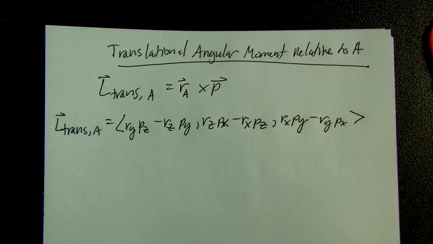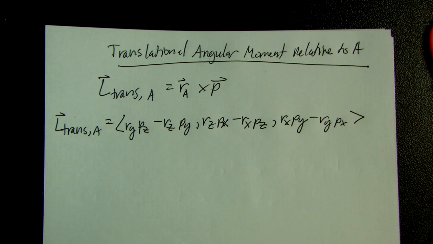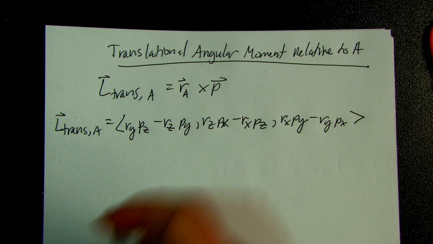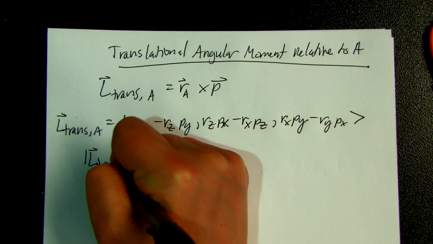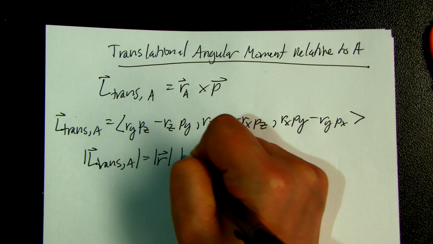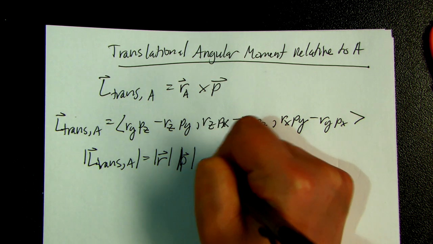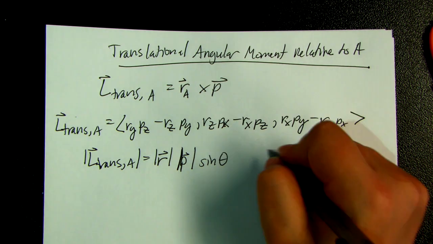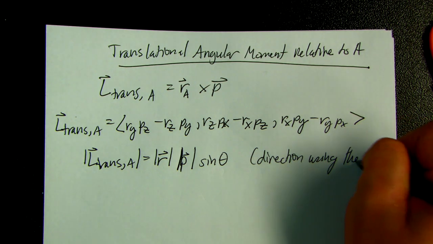It's a bit to memorize. This is why I recommend IJK. It's also really easy to write down wrong, which is why I still recommend IJK, unless you've done a lot of cross products and you kind of just have this second nature. The magnitude of L translational with respect to A is equal to R times the magnitude of momentum times sine theta of the angle between them, and you can find the direction using the right-hand rule.